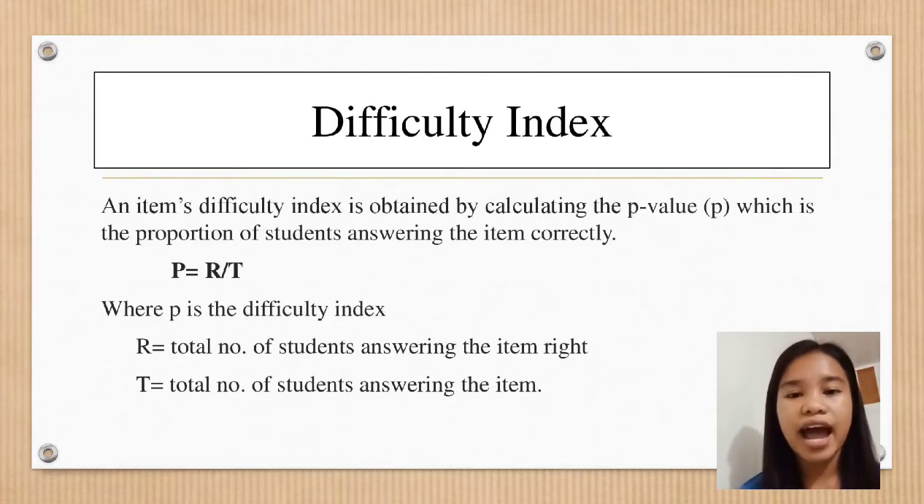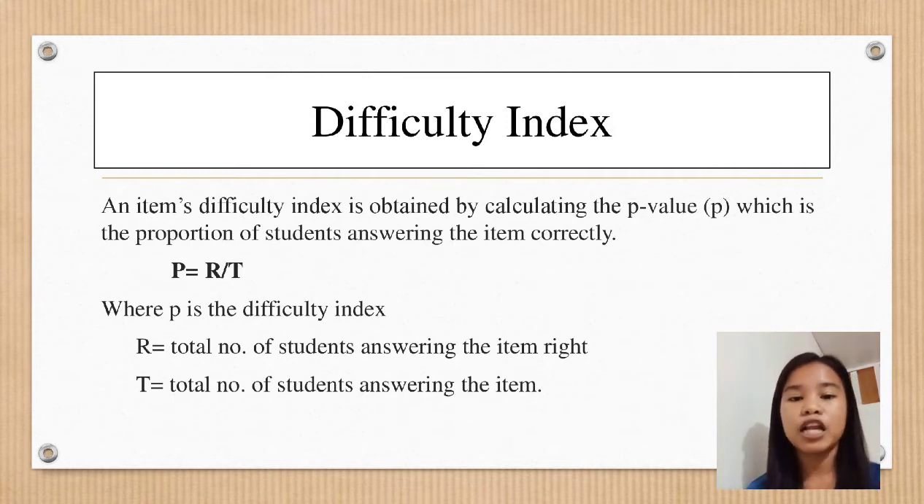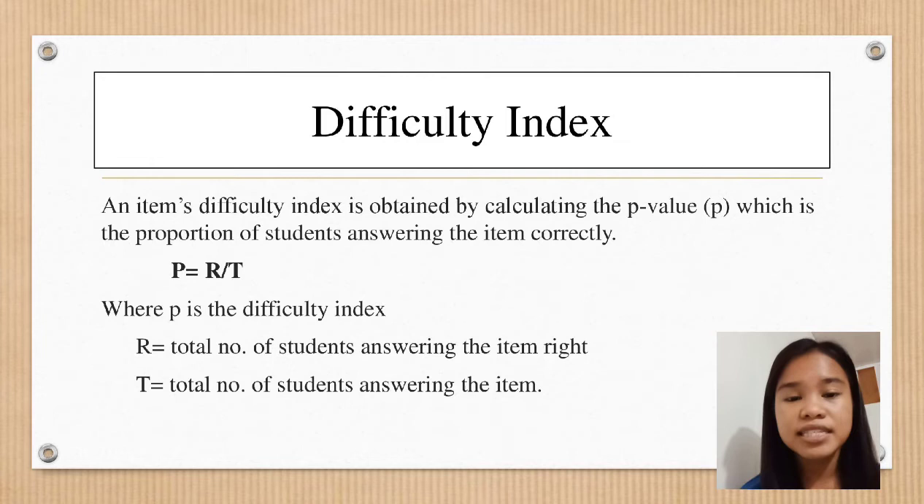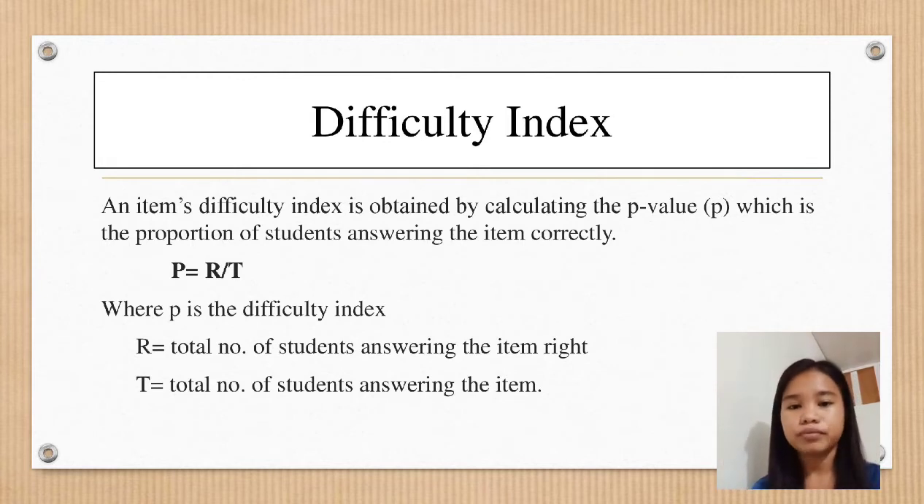Difficulty index: an item difficulty index is obtained by calculating the p-value, which is the proportion of students answering the item correctly. So we'll just solve for its p-value. P is equal to R over T, where P is the difficulty index, R is equal to the number of students answering the item correctly, and T is equal to the total number of students answering the item.